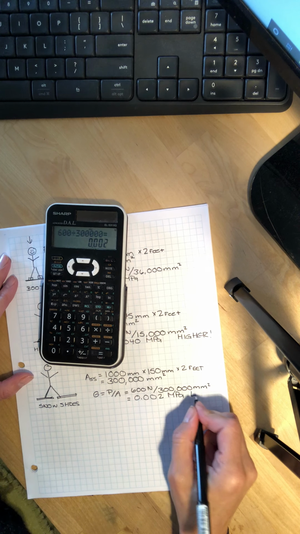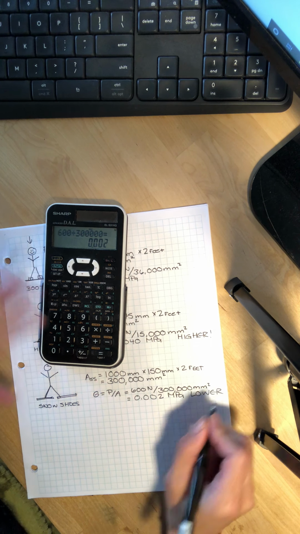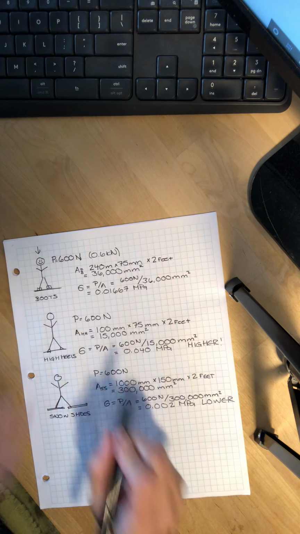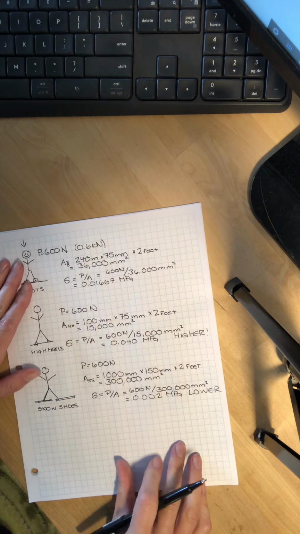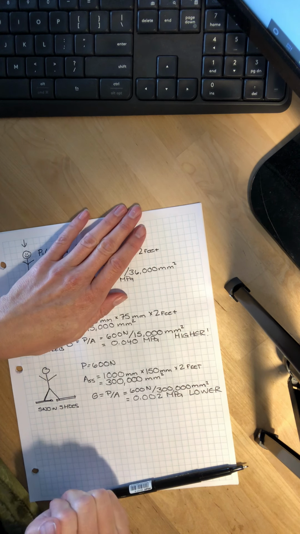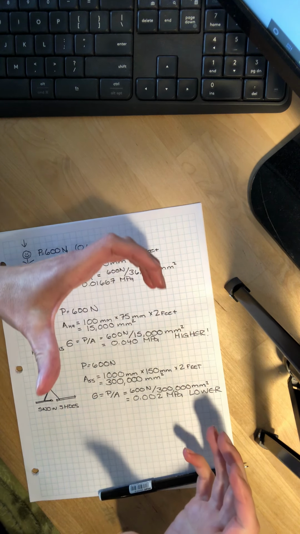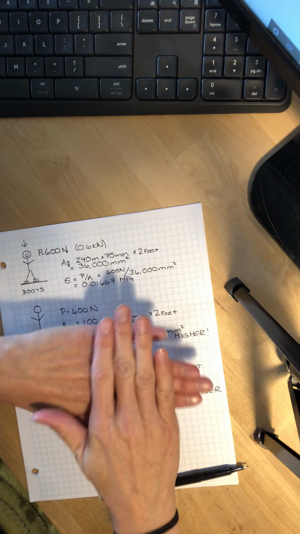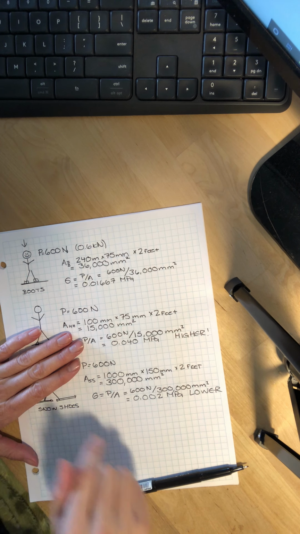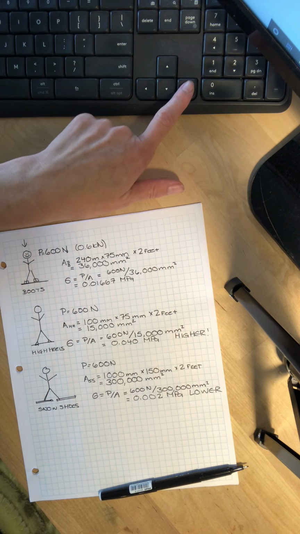MPa. That is much lower than our 0.01667 MPa. So it makes sense. Put on smaller shoes, you have more stress exerted on the ground. Put on bigger shoes and you've distributed the same load out over a bigger area, which means your stress goes down. You have lower stress.